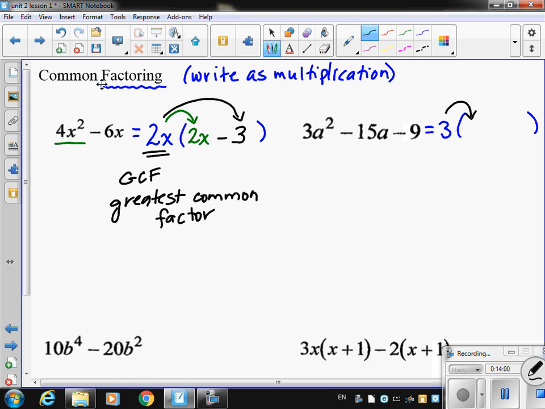I need to write in the brackets what I multiply 3 by to get each term. For the first term, 3 times what gives me 3a squared? Well, I already have the 3, so I need a squared. For the second term, 3 times what gives me negative 15a? I need a negative, I need a 5, and I need an a. Quick mental check. Is 3 times negative 5a equal to negative 15a? Yes, it is. And last, 3 times what gives me negative 9? I need a negative and a 3. No a's required. I am done. I have found my greatest common factor and factored it out.